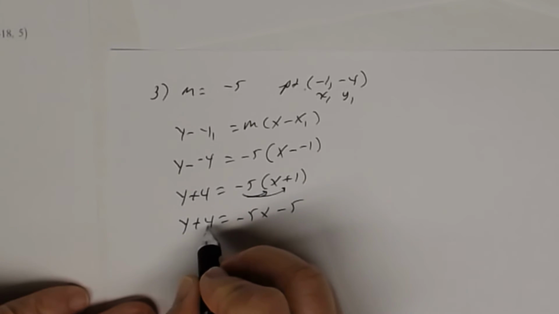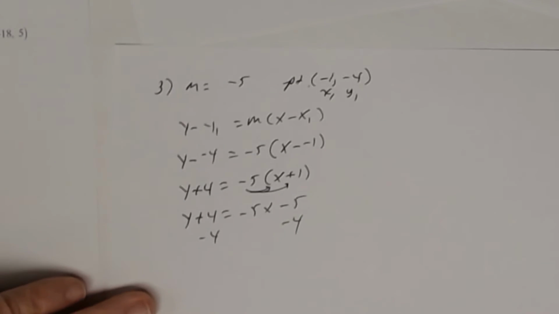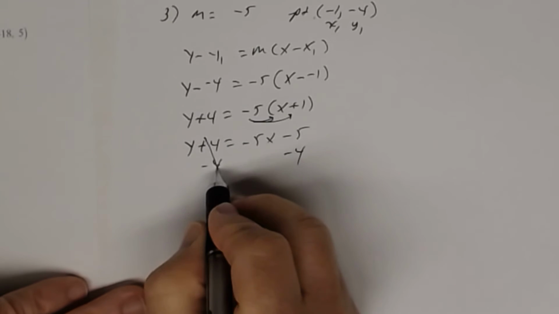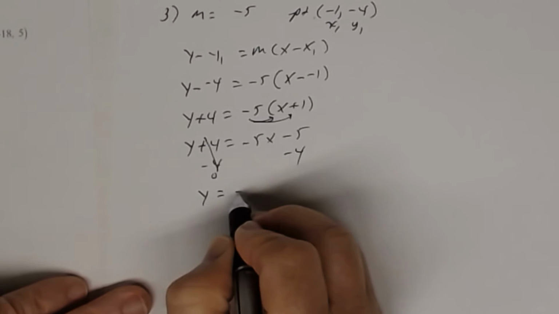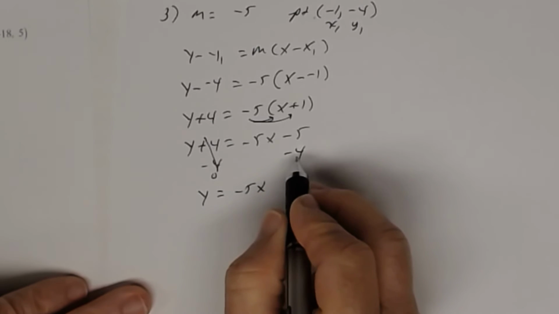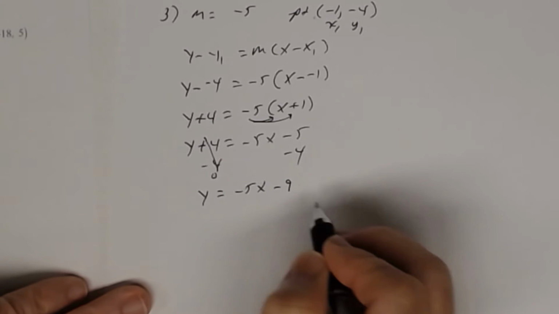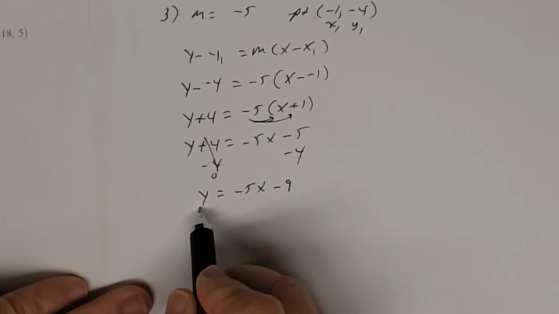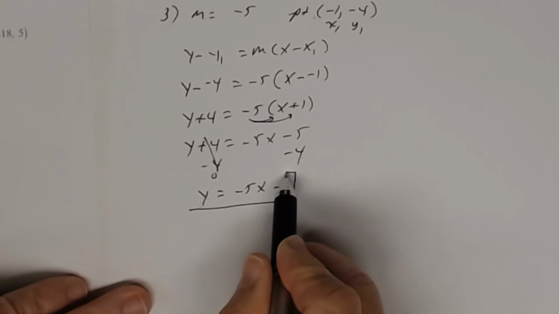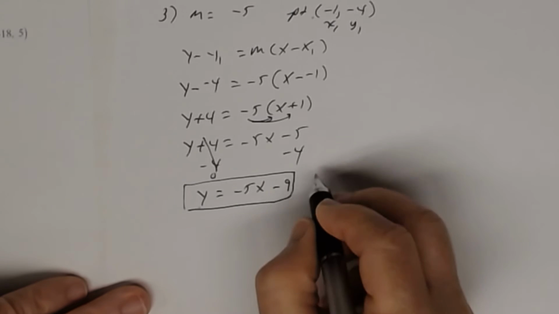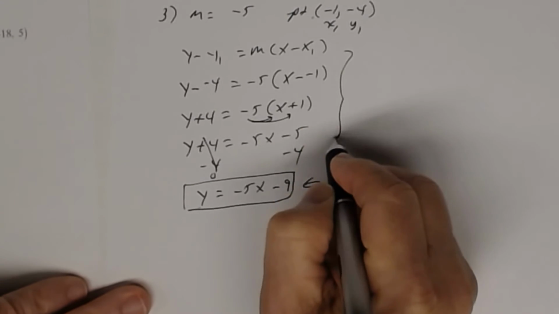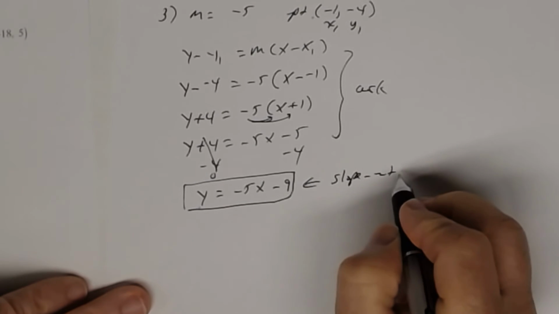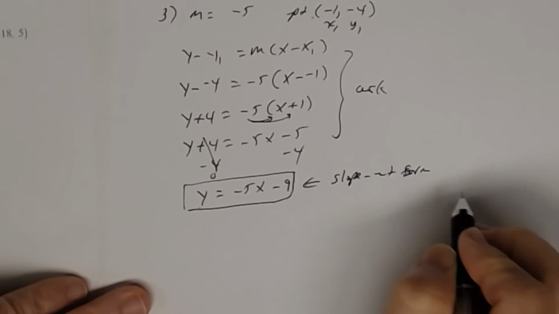Getting y by itself, right now I'm adding 4. The opposite is to subtract 4, so notice I'm aligning my like terms. And so -4 and +4 is 0. y and 0 is y, equal -5x. -5 and -4 is -9. And so there's your equation in slope-intercept form. So there's the work, and there's your equation in slope-intercept form.